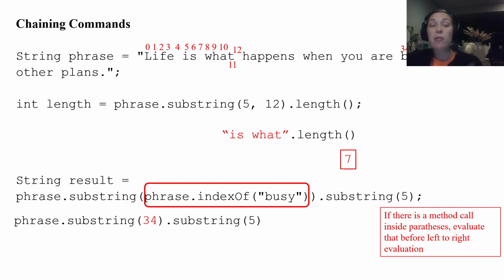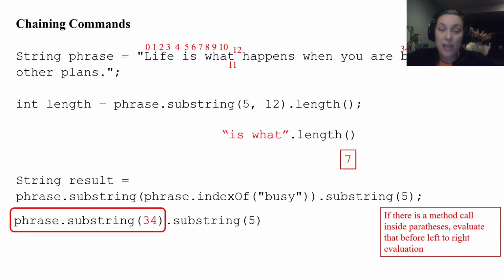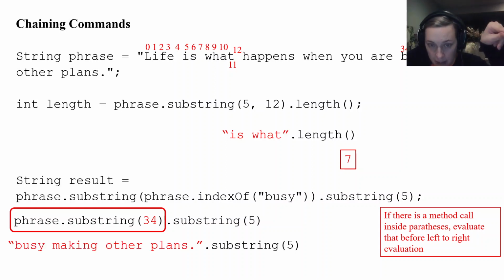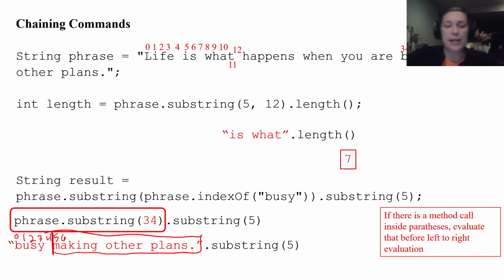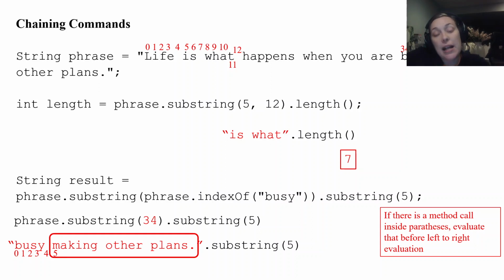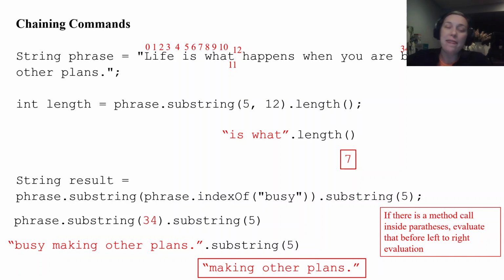Okay. And then now I'm down to 2 method calls, and it's a chain. So I'm going to evaluate the first one first. phrase.substring(34). Okay, means I start at 34. If it's just a single integer, I start at 34, and I just do the rest of my string, which is busy making other plans, period. Now I want to know what that substring of 5 is. So again, this restarts because I made a new substring. 5, 6, yada yada yada. Dot substring(5) starts at the M and goes all the way to the end, right? So busy making other plans, dot substring(5) becomes making other plans, and that's what gets stored in results right here, which is a string. I expected a string to come out of that whole chaining command.